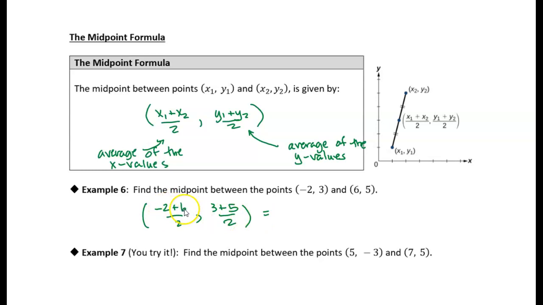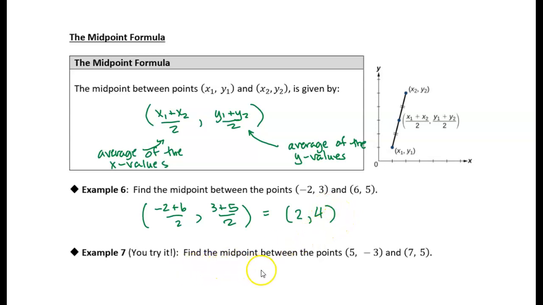-2 plus 6 is 4, divided by 2 is 2. So the x coordinate of the midpoint is 2. 3 plus 5 is 8, divided by 2 is 4, so the y coordinate is 4. And that's all there is to it.